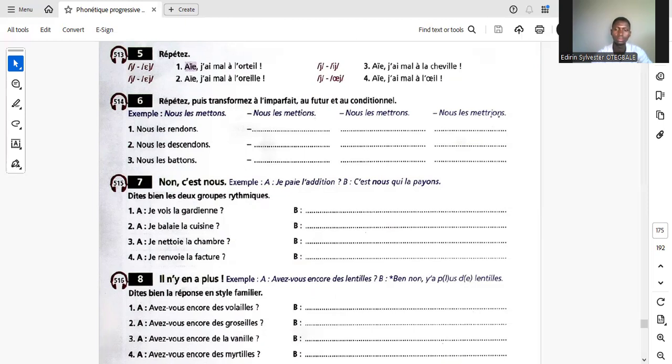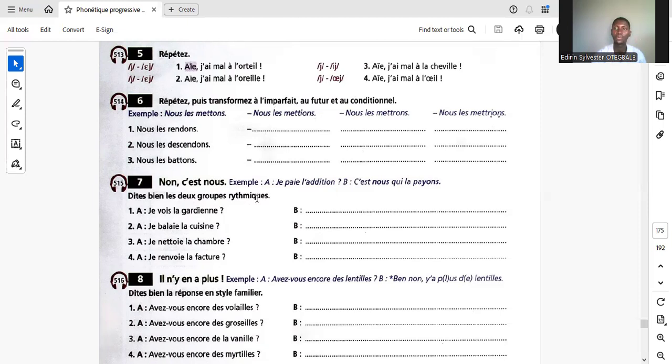Exercice 5. 1. Aïe, j'ai mal à l'orteil. 2. Aïe, j'ai mal à l'oreille. 3. Aïe, j'ai mal à la cheville. 4. Aïe, j'ai mal à l'œil.